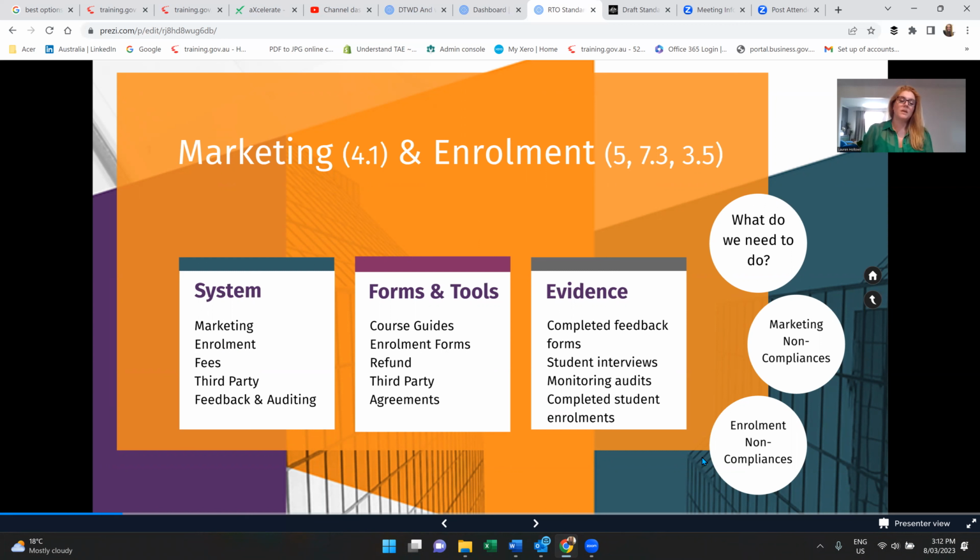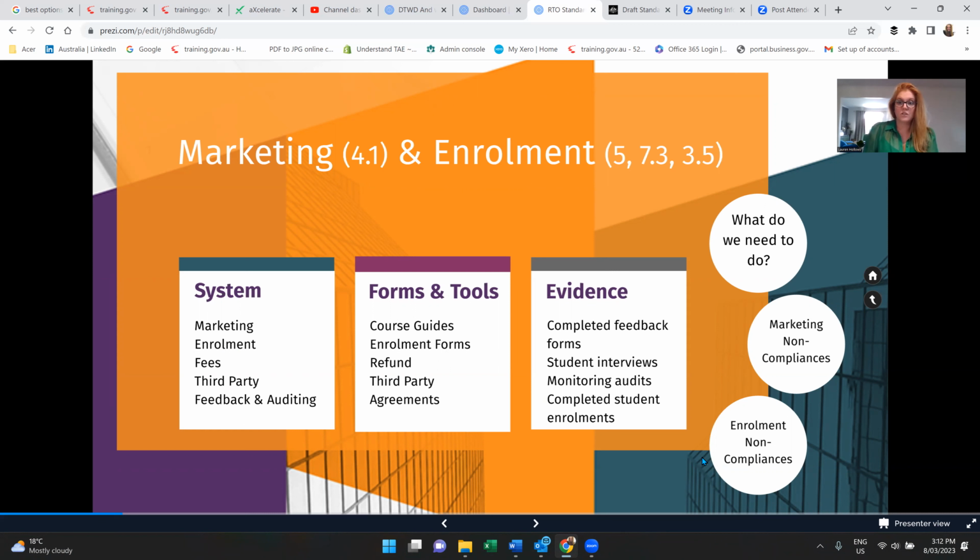students. So when we're looking at being audited for marketing or enrollment, some of the systems we're looking at are your marketing system, your enrollment system, how you manage your fees, refunds, any third parties you may be working with, and what the feedback and auditing process is for each of those things, particularly for agents or third parties. Some of the forms and tools they're going to be looking at are your course guides, your website, your enrollment forms, any refunds you've offered, and third party agreements. An additional piece of evidence would be student interviews.